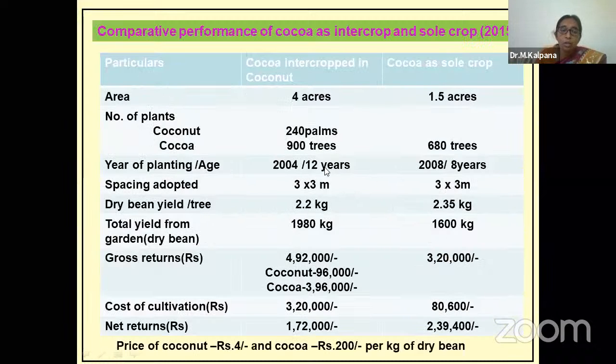They also compared cocoa intercropped in a coconut garden in an area of 4 acres with cocoa grown as a solo crop in 1.5 acres. They got more net returns with cocoa as a solo crop in 1.5 acres, whereas even though 4 acres of land was there, they got lower returns from cocoa grown as an intercrop. When cocoa is grown as a solo crop, we have to take care in the early establishment of the crop. Afterwards, the yields will be good and it will give good returns.